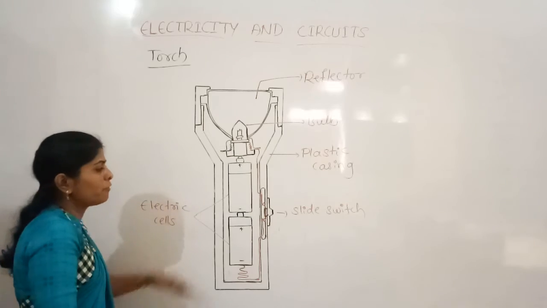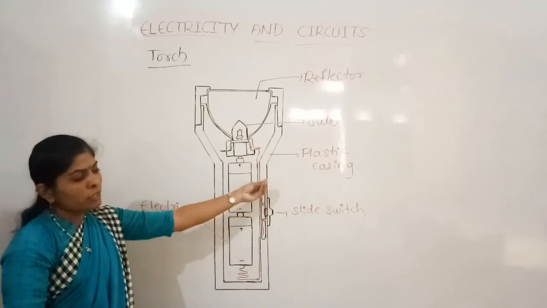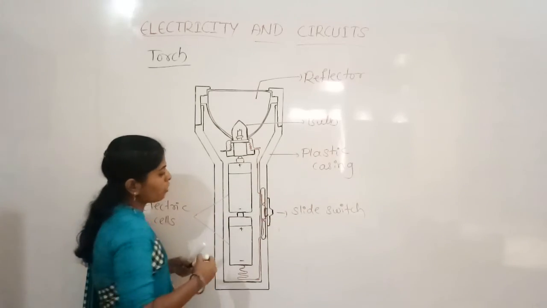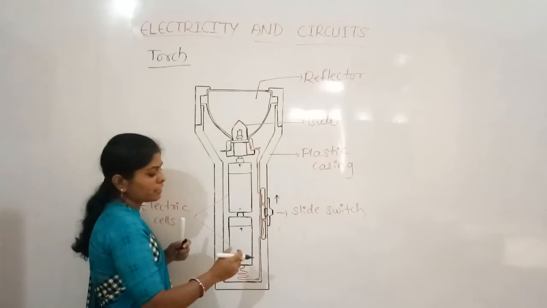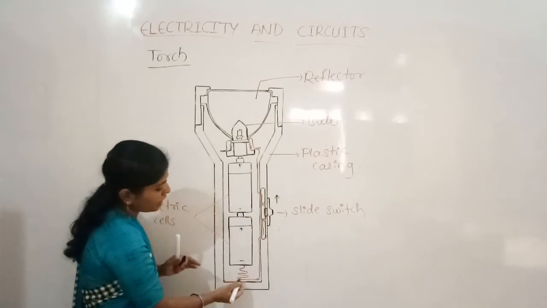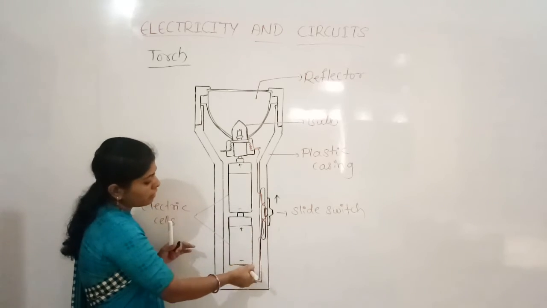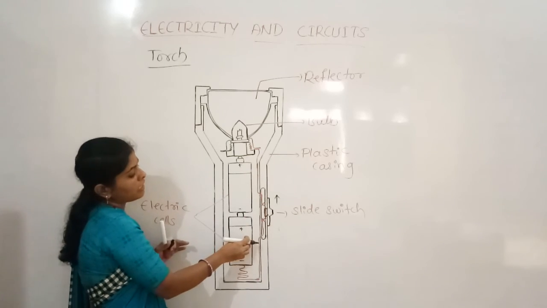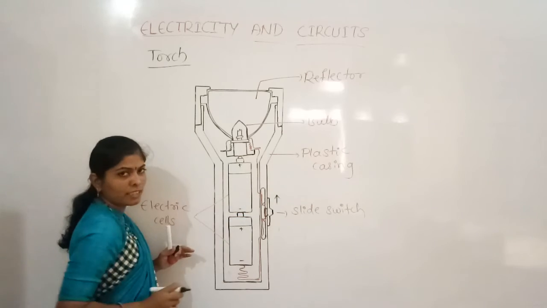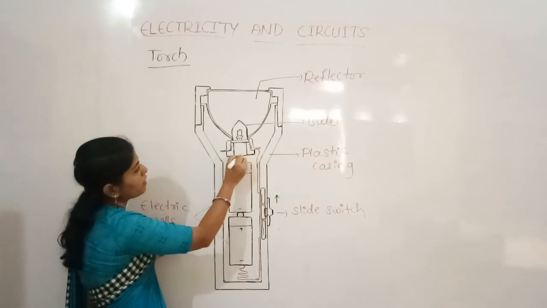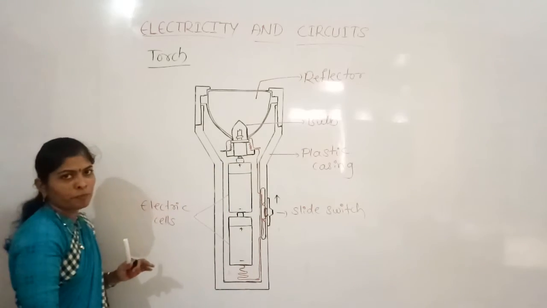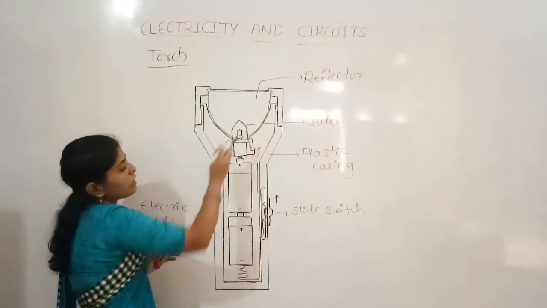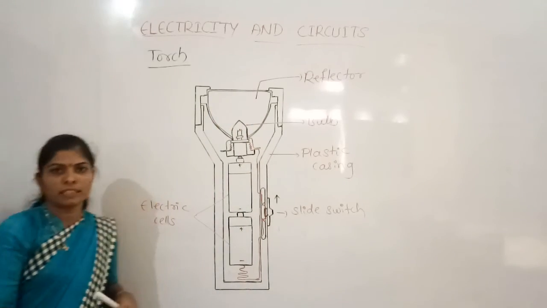So what happened at that time? When we move forward the slide switch, the connection takes place in between. So here the connection is there. This will bring this electric cell in contact with this electric cell, so that these two come in contact with this bulb, the circuit will be complete and the bulb will be on, and by this reflector the light will reflect and we get more light.